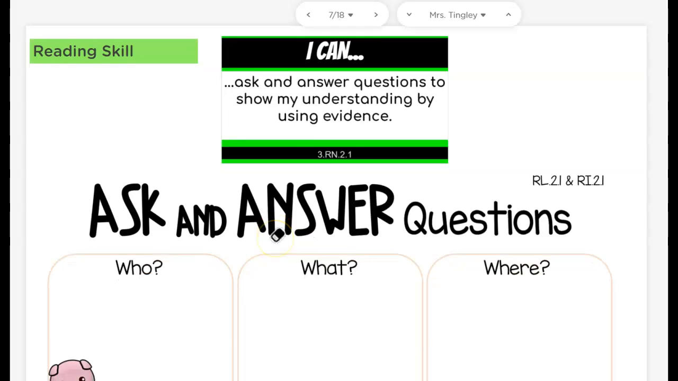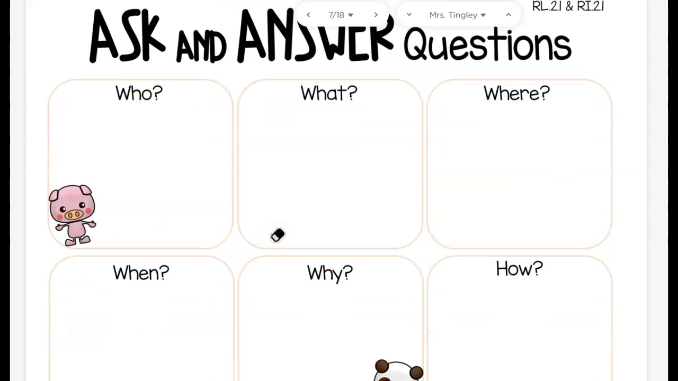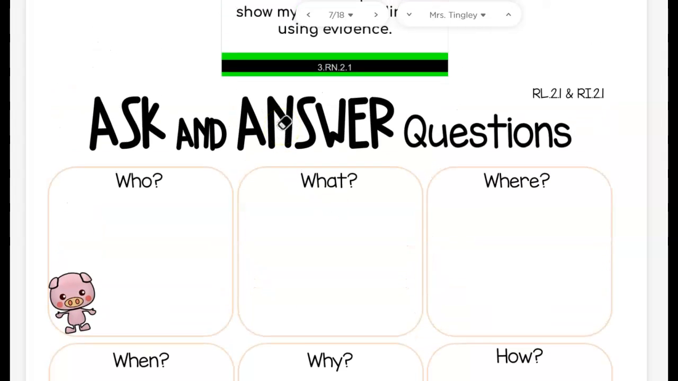Now, there are 6 different kinds of question words: who, what, where, when, why, and how. When we are answering these questions, we are giving a specific thing. Please write this along with me in your class notes.